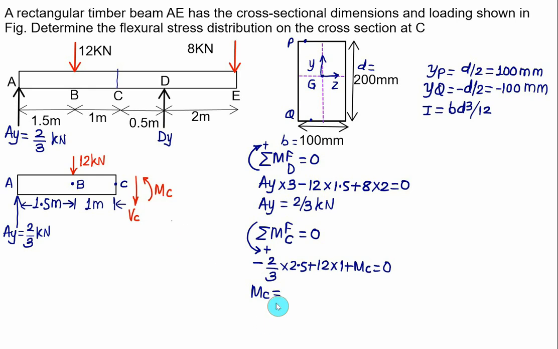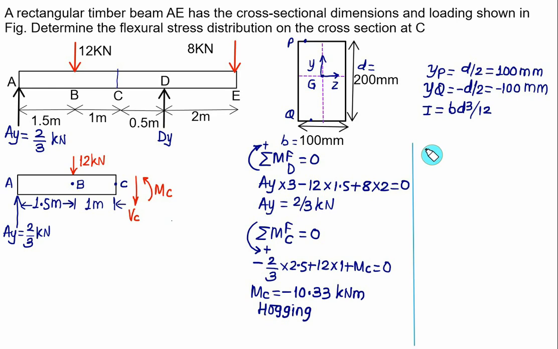So here we are getting the bending moment at point C is equal to minus 10.33 kilonewton meter. It means that our assumption is wrong. So this one is a case of hogging. We'll continue our answer of MC as a negative value.